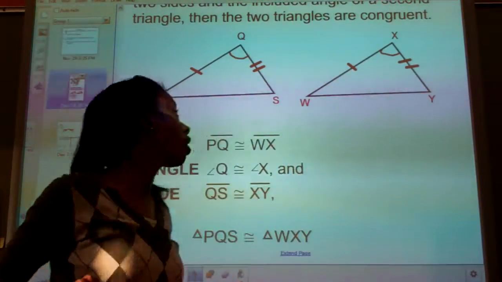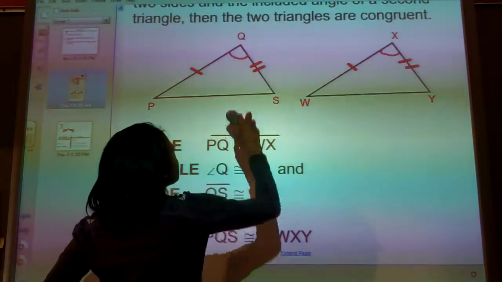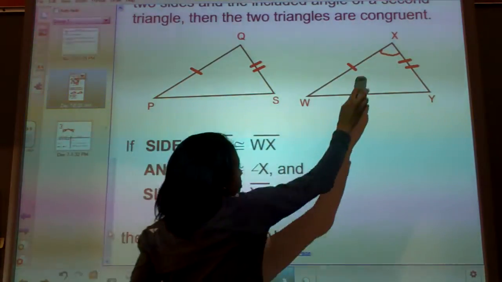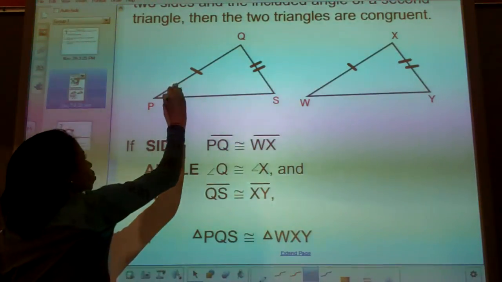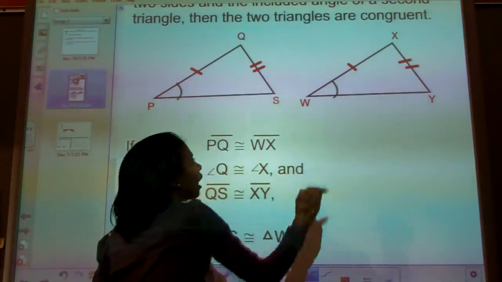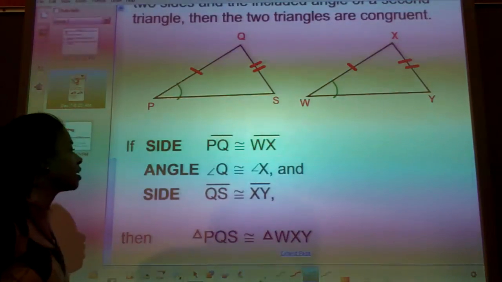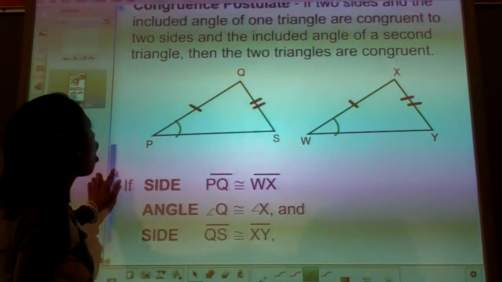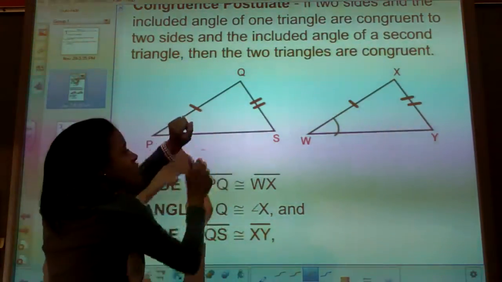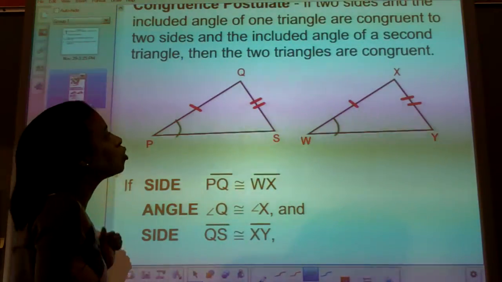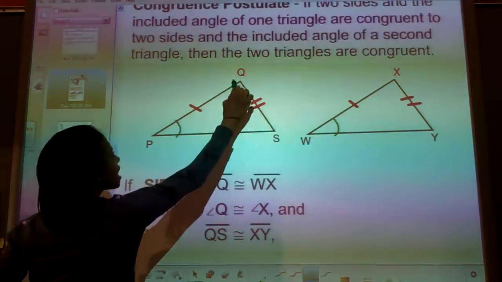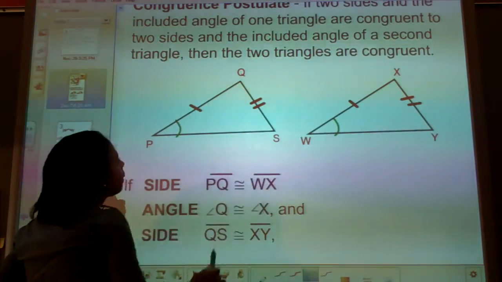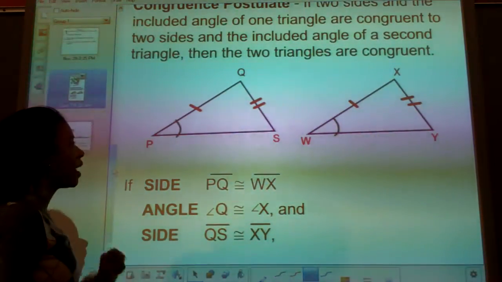Now this is the tricky part that a lot of people get wrong. Let's say that Q was not there and X was not there. And we were saying that P and W were written like this. Well, a lot of people say, oh, look at that. I see two sides and an angle. So these two must be congruent. No. This says angle, side, side. It must go in that exact order.